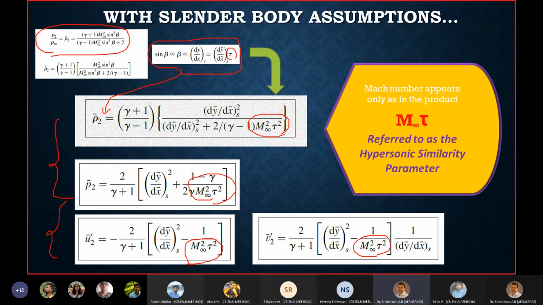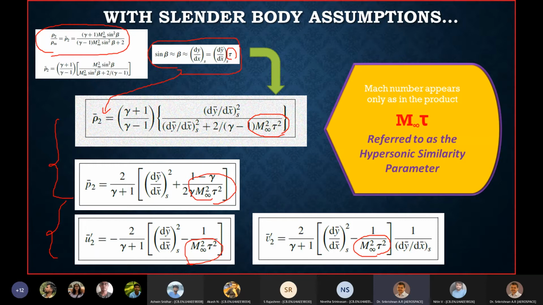To put it another way, even if Mach number is different and tau is different for two cases, let's assume we are studying two geometrically similar bodies. In one, Mach number is M1 and tau is tau1. In the other, Mach number is M2 and tau is tau2. But as long as the product is the same, that is, M1 into tau1 equals M2 into tau2, we can get the non-dimensional solutions equally in both cases. That's why it is called a similarity parameter.